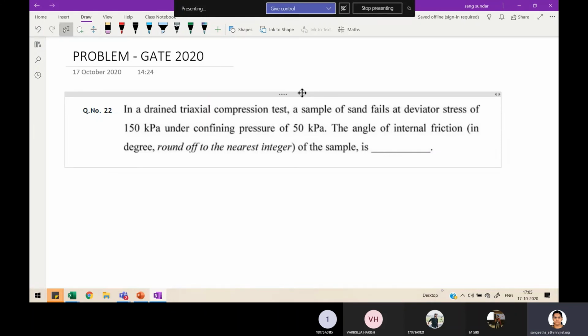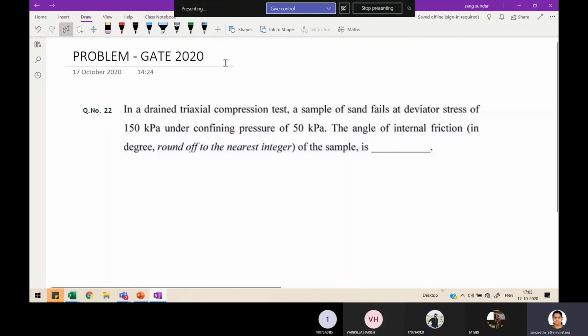Okay. So here a drained triaxial compression test is performed on a sample of sand, and this is from the GATE 2020 question paper. A sample of sand fails at a deviator stress of 150 kPa under a confining pressure of 50 kPa. The angle of internal friction of the sample is. So what are they actually asking you? They are asking us to find out the value of phi. They are asking what the angle of internal friction is.